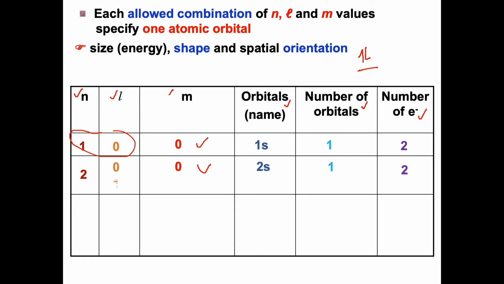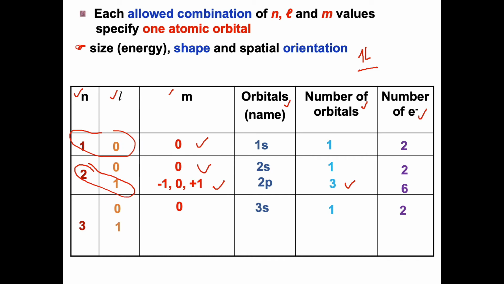When n is equal to 2, l can also equal 1. m equals negative 1, 0, positive 1. So the orbital name now becomes 2p because of this value, okay? And then the number of orbitals is 3 because you have 3 orientations, and the number of electrons that occupy this orbital is 3 times 2, 6. Alright? And when n is equal to 3, l is equal to 0, m equal to 0. Orbital name 3s. Number of orbitals 1, number of electrons 2.